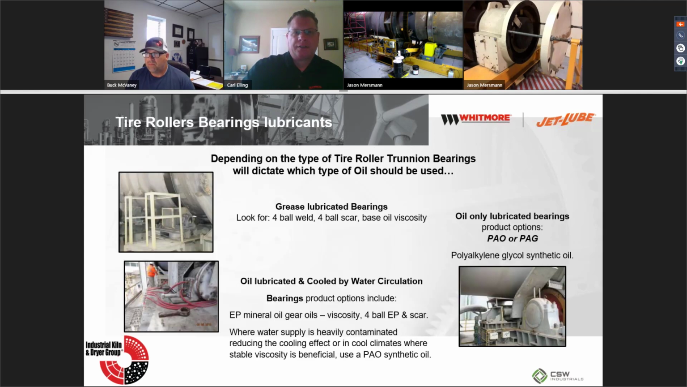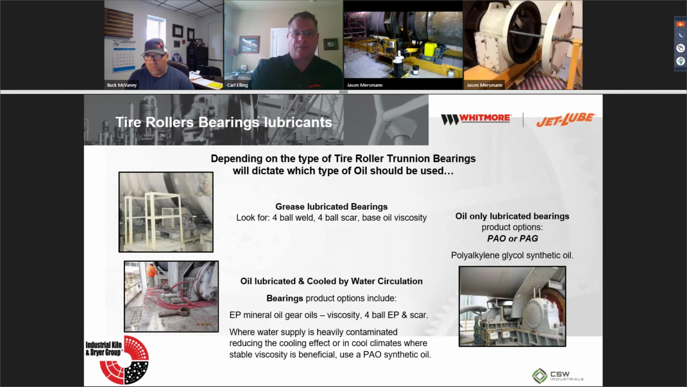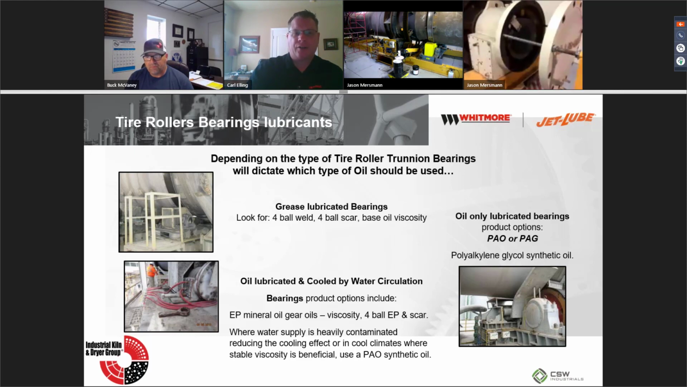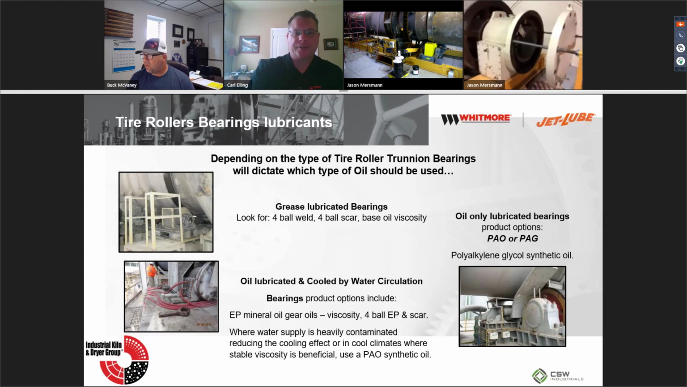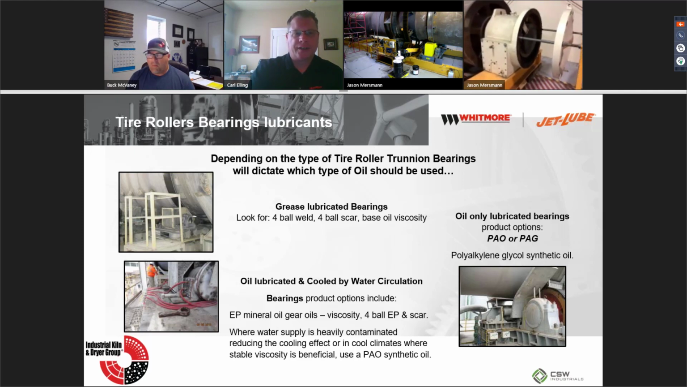All right. So depending on the type of roller, like we said, grease lubricated bearings. On your product data sheets for the grease that you're using, look at the 4-ball EP weld measurements, the 4-ball weld scar, as well as the base oil viscosity. The higher the viscosity of base oil, the better. The higher the 4-ball EP weld, the better. And the lower number on the 4-ball scar is better when you're comparing greases. Look for your temperatures as well. That's always a key thing.